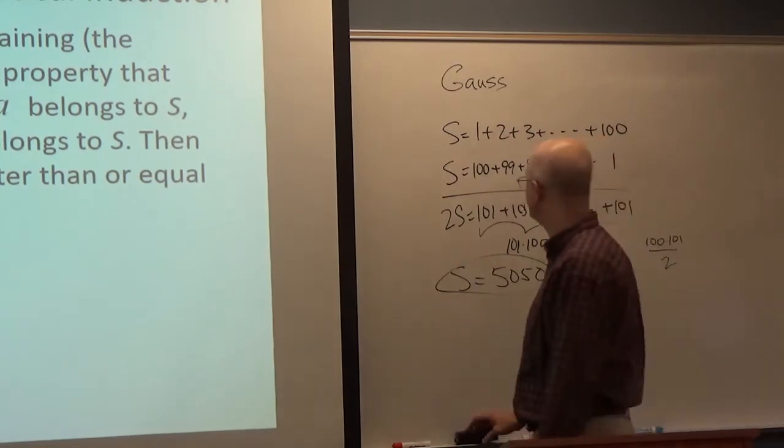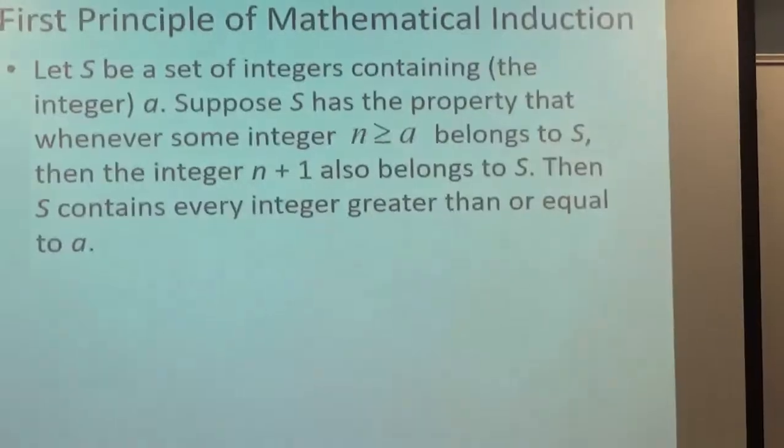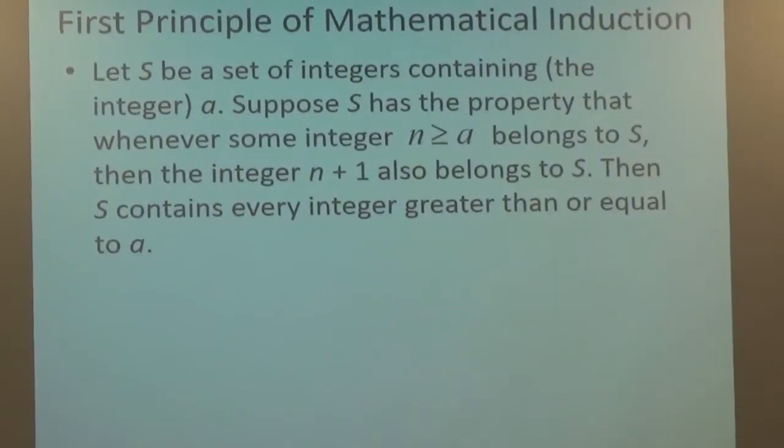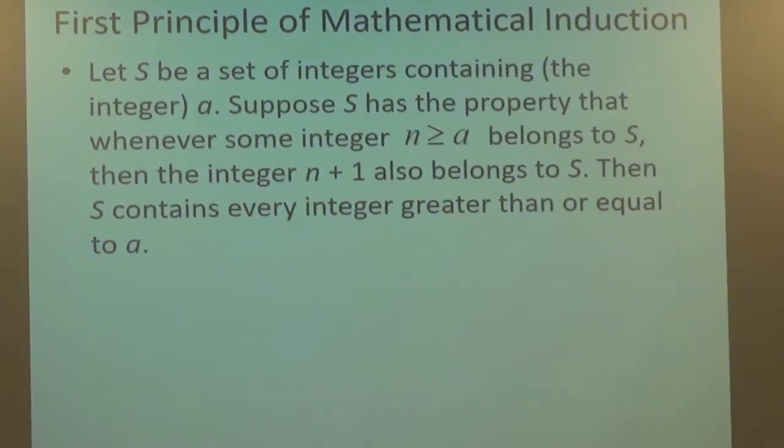So here's the book statement of the first principle of mathematical induction. It's not the only way to state it. It's kind of a weird way to me, actually, to state it, but it's perfectly logical. Let S be a set of integers containing the integer a. So a could be, yes, it even could be negative. It could be a negative integer, like -7. Could be 0. Could be a positive integer, 1, 2, 3. Could be a million. Okay, some integer.